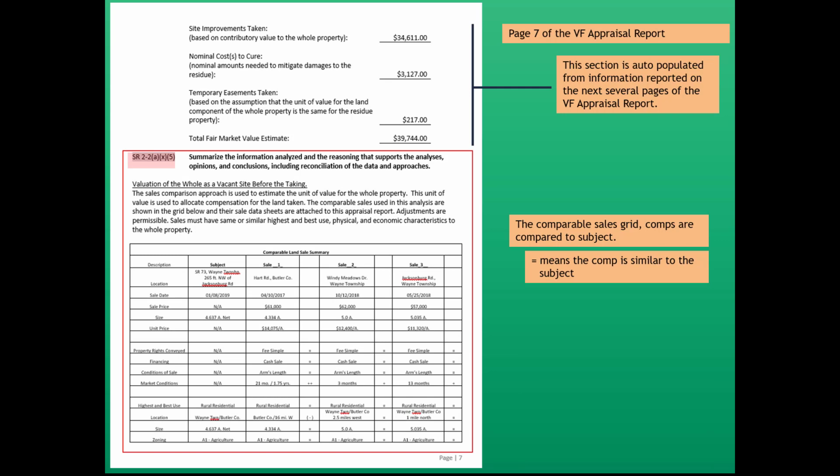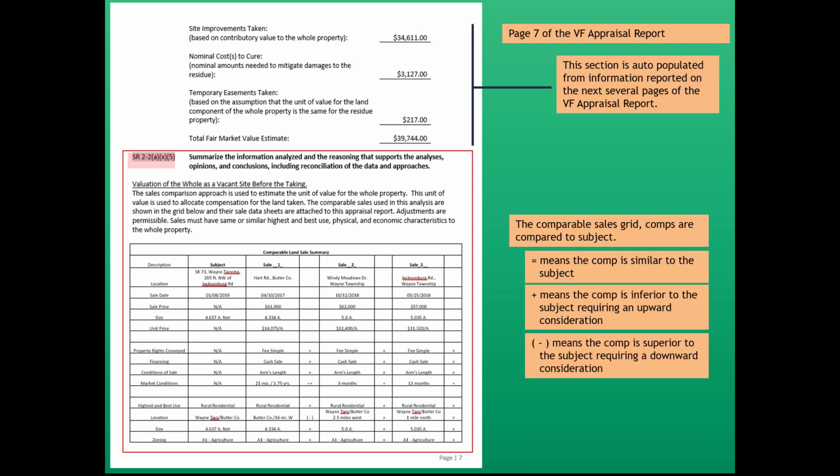And what you're going to see on each of these sales, 1, 2, and 3, is equal signs, which means the comparable is similar to the subject. If you see a plus sign, it means the comparable is inferior to the subject and an upward adjustment or an upward consideration is required. And if you see a negative sign, that means the comparable is superior to the subject, requiring a downward consideration. The data sheets for these sales are in the addenda section of the appraisal.